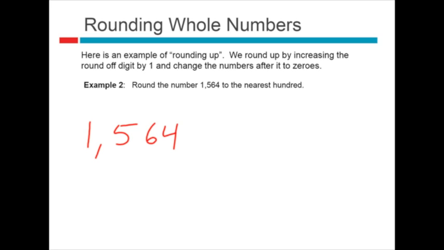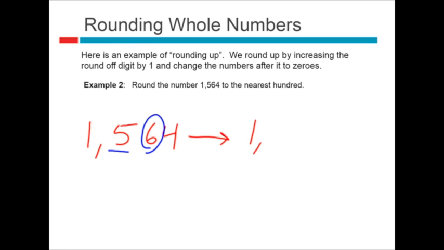So we have an example here, 1,564. We're going to round this to the nearest hundreds digit. So our round-off digit is the 5, and we're going to look to the digit to the right of it, which is a 6. We're going to round up by increasing the round-off digit by 1.